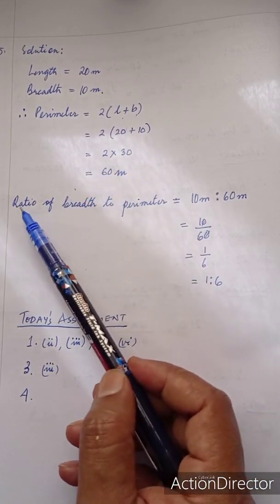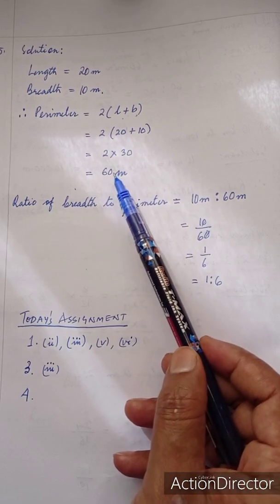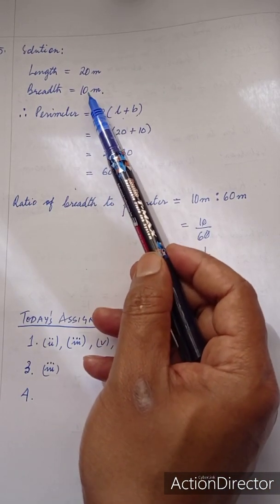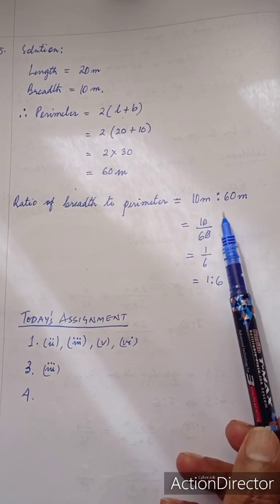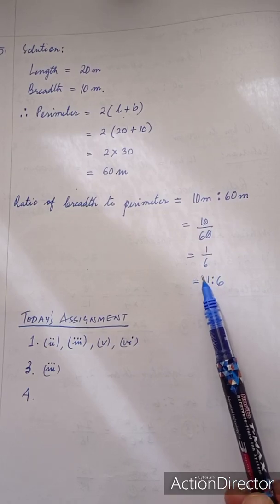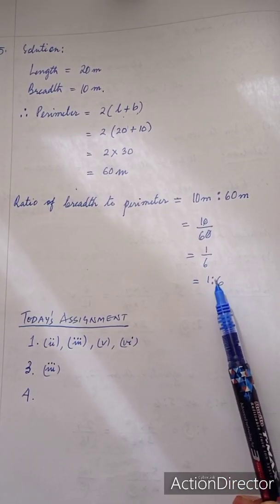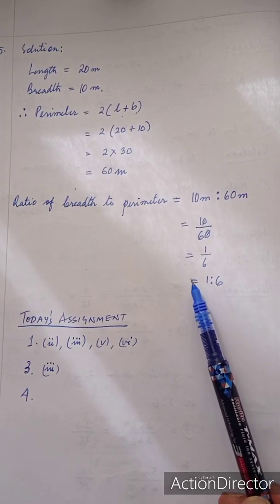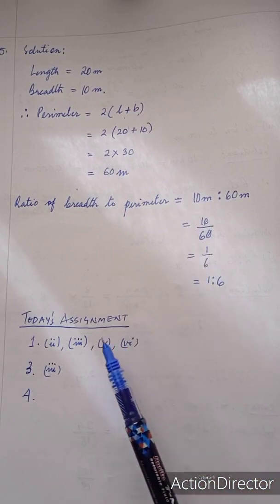Now we have to find the ratio of breadth to perimeter. So breadth is 10, perimeter is 60. So ratio will be 10 meter is to 60 meter. 10 by 60, cancel it, 1 by 6, or your answer will be 1:6. This is how we solve the ratio of unknown quantity, finding it first and then the ratio is formed.